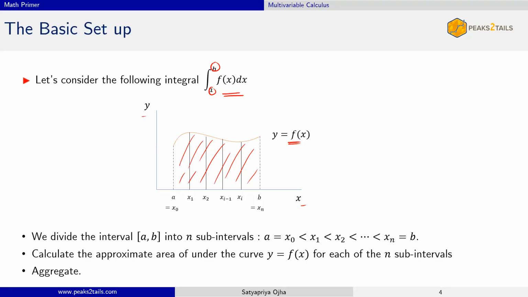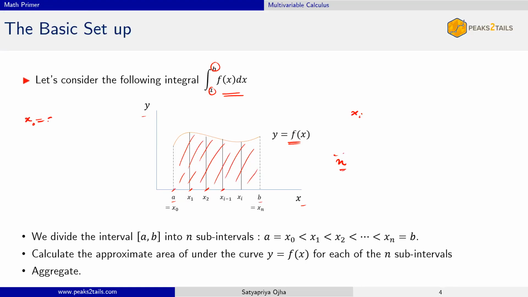Okay. So what we need to do is divide this segment A to B into n sub-intervals. Now I will label all these points on the x-axis as xi, starting with the first one, which is A. The master interval is A to B, and I have divided it into n sub-intervals.